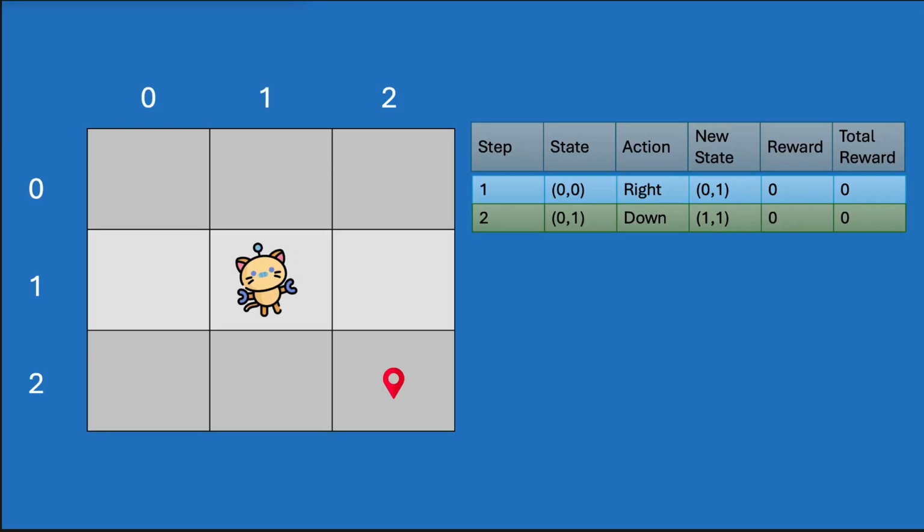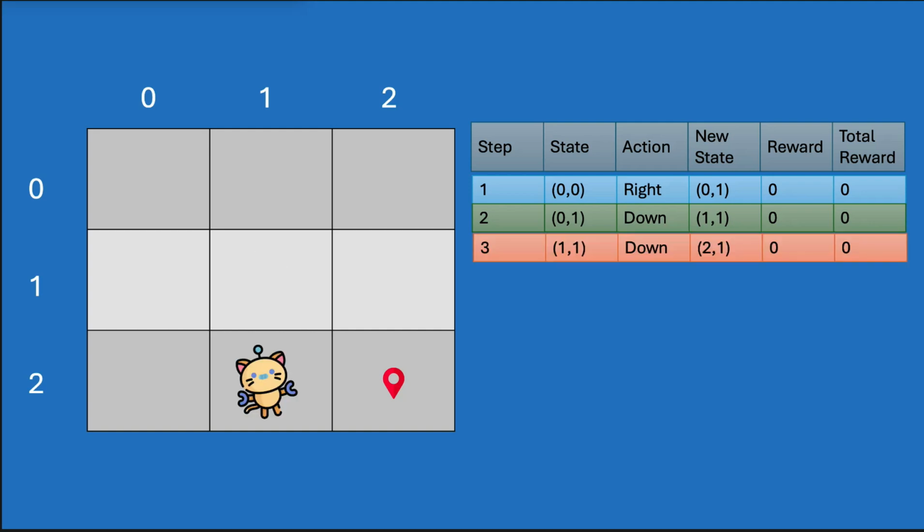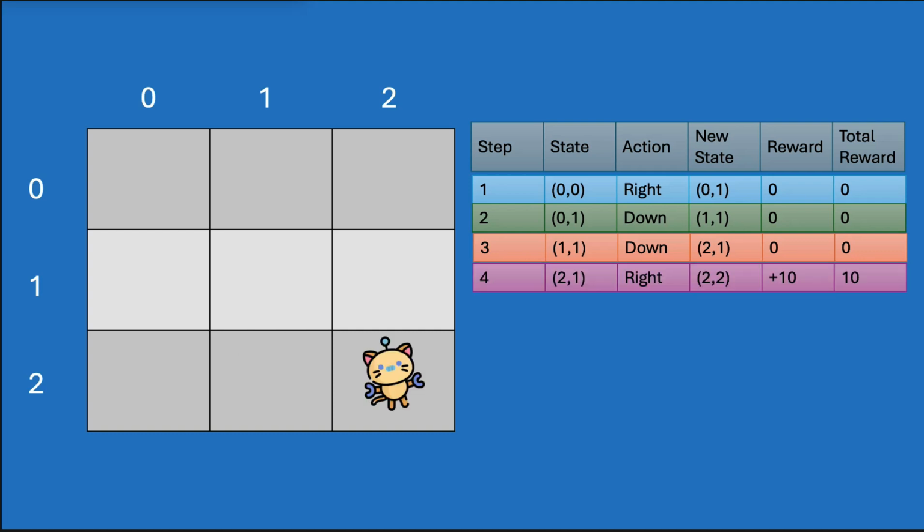Again, the robot is at 1,1. The robot moves down to 2,1. So it is now at 2,1 and it receives 0 reward because it hasn't reached the goal yet. Now the robot can move right to 2,2. The robot reaches the goal at 2,2, so it receives a reward of +10 for reaching the goal.